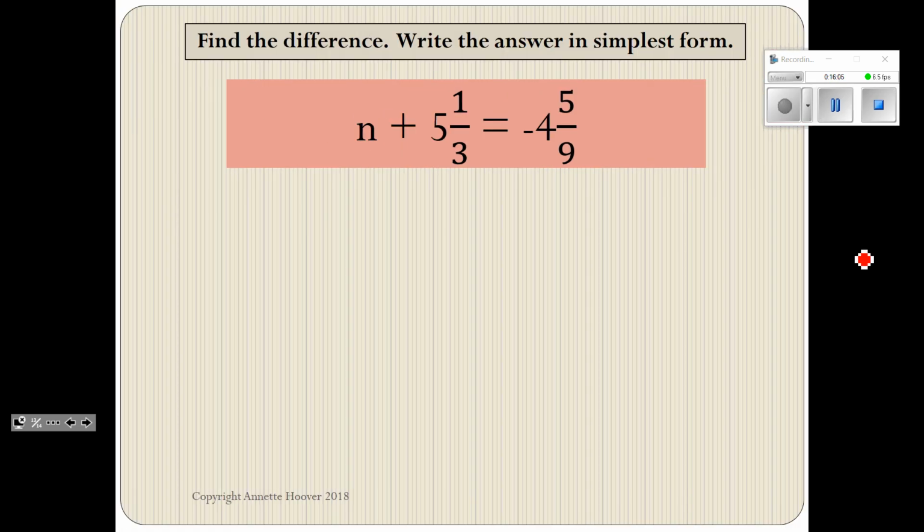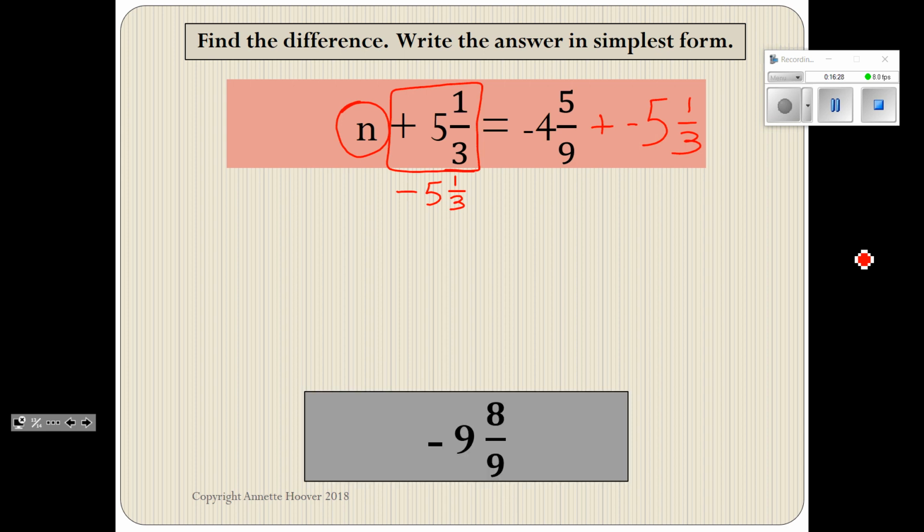When we have a variable, we have to get the variable by itself on the left side of the equation. So we want to move the 5 and 1/3 to the other side. Since it's a positive, we want to do a negative 5 and 1/3 on both sides. So we would be adding a negative 5 and 1/3. We can either leave these as mixed numbers, or we can turn them into improper fractions. Either way, you're going to get the same answer. So here you see the answer. So let's see what that would look like.